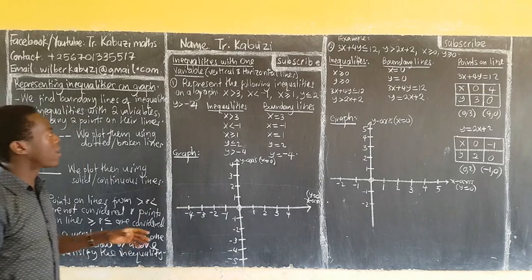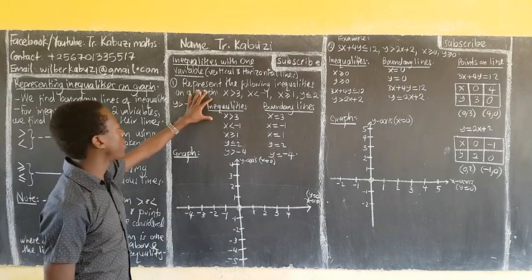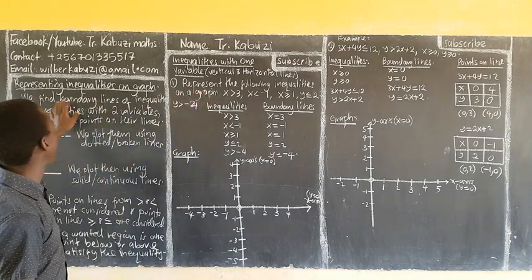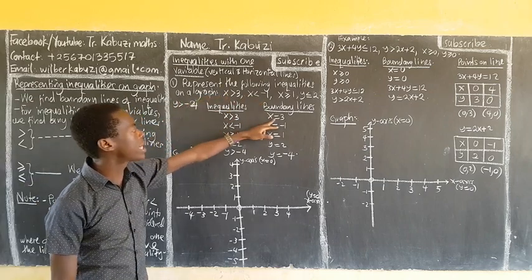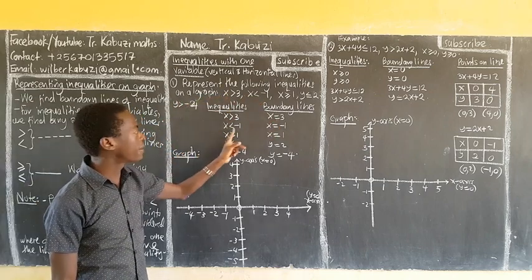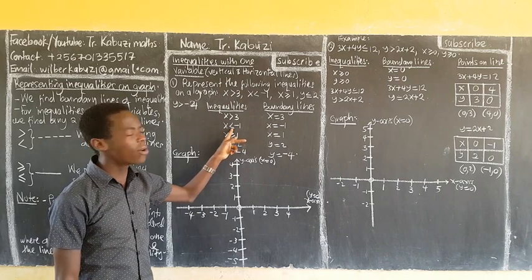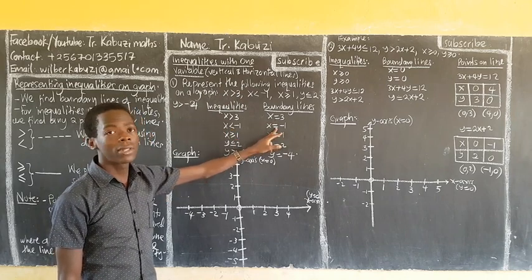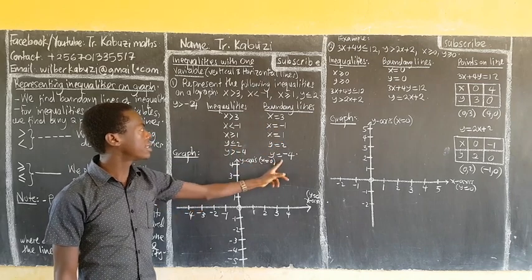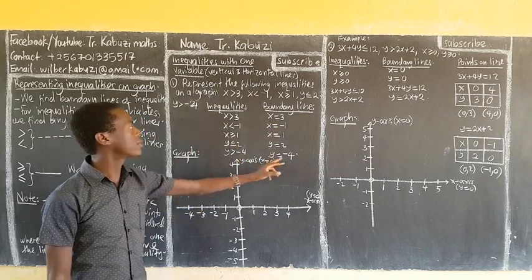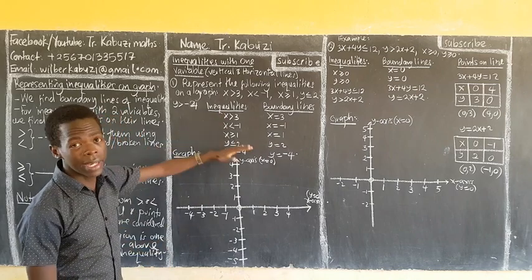From there, members, the first step is we find their boundary lines. The boundary lines are where, wherever there's an inequality sign, you put an equal sign. That's how we get the boundary lines. It's the only thing we change. So these ones are called boundary lines.